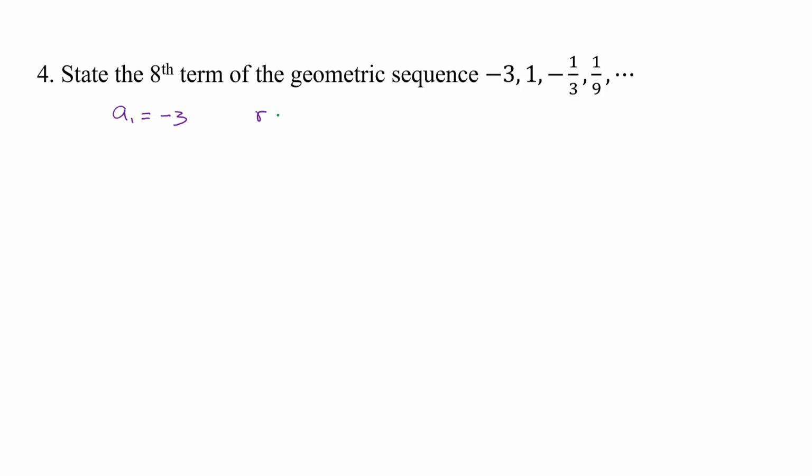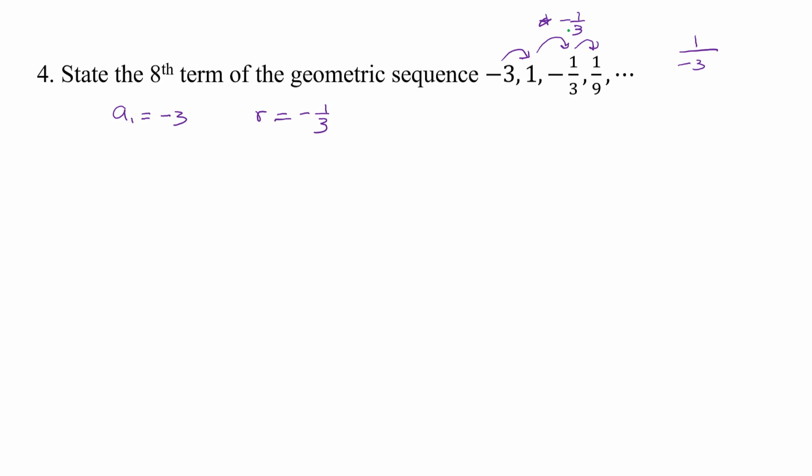And then I want to figure out what our common ratio is. Well, what do I multiply -3 by to get 1? One way to figure that out is to take 1 divided by -3, and that would give us our common ratio of -1/3, which you can go ahead and try, and you can see that each time we go from one term to the next, we basically multiply by -1/3. So our common ratio is negative 1/3.